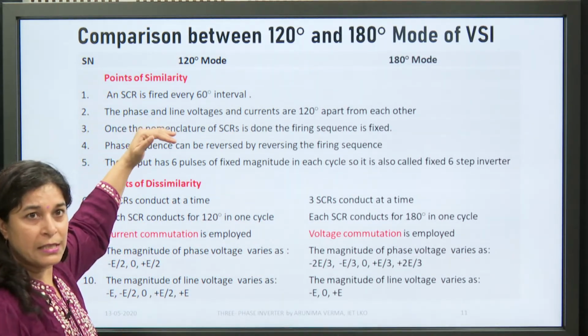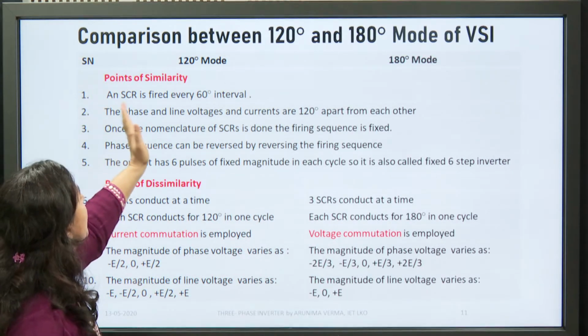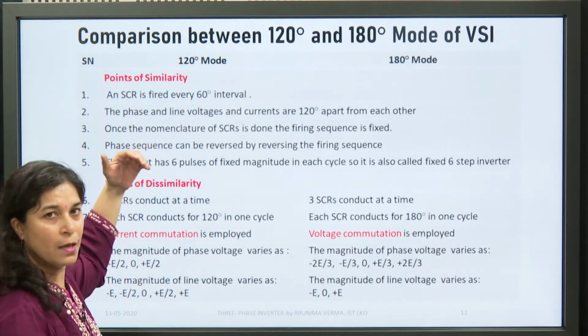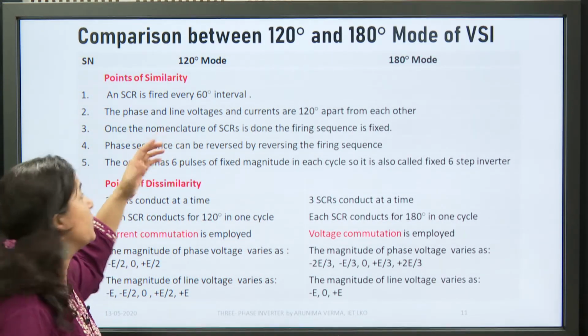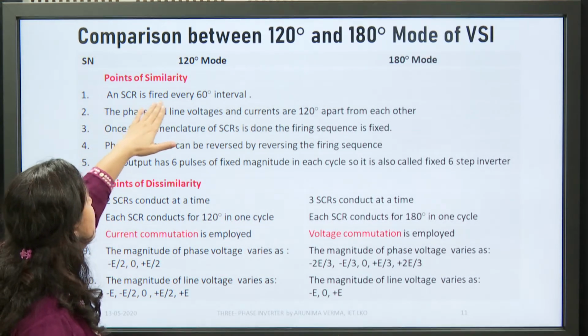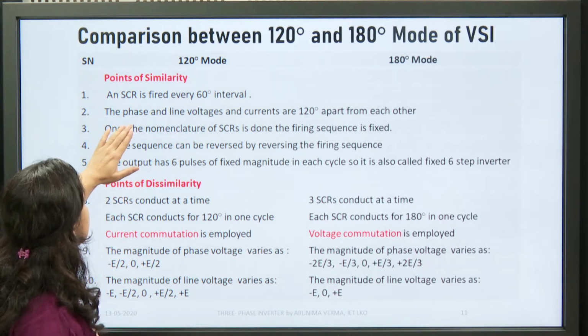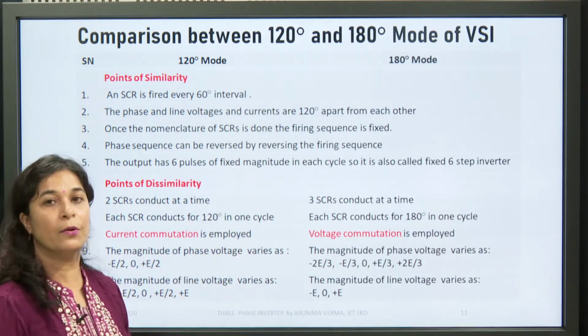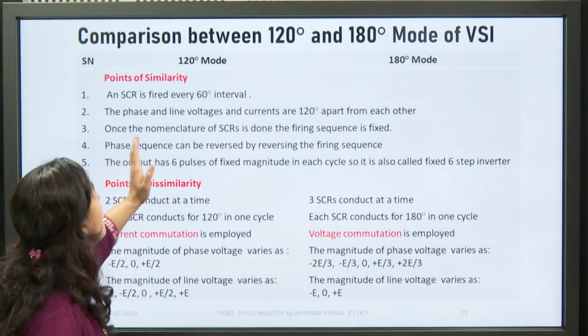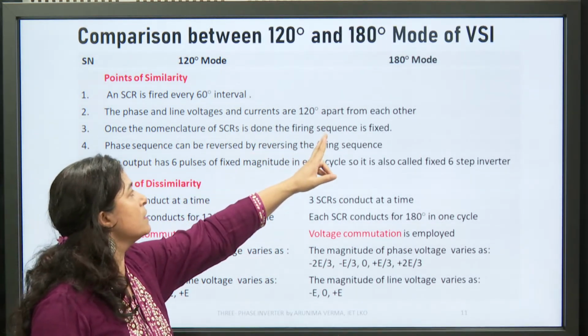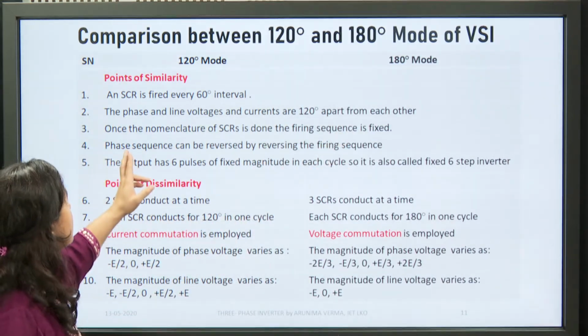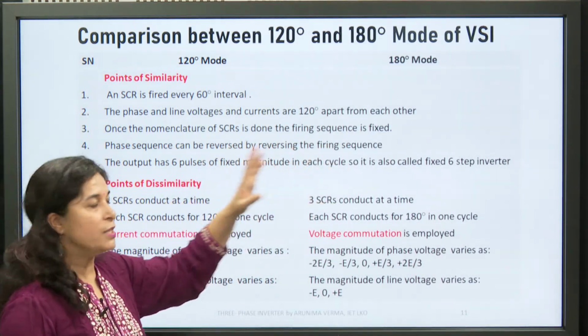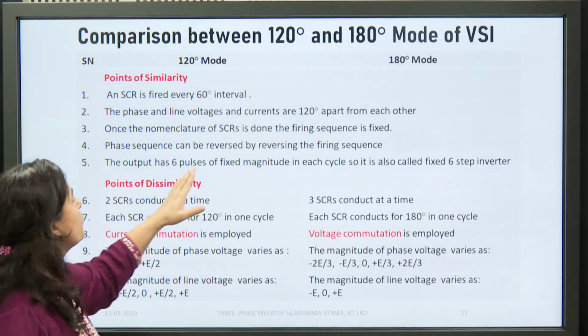The points of similarity are many, because basically they all form a 3-phase bridge voltage source inverter, and an SCR is fired every 60-degree interval. Phase and line voltages are 120 degrees apart, and so is the current. Once the nomenclature of SCRs is done, the firing sequence is fixed. Phase sequence can be reversed by changing the firing sequence, and the output has 6 pulses.